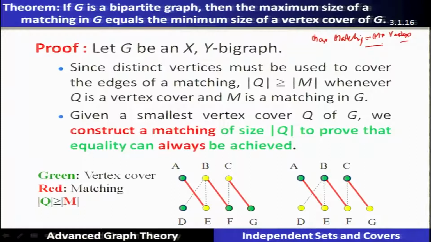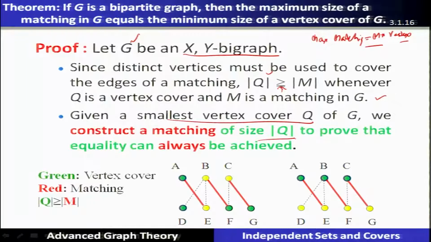To prove this theorem, let us assume G to be a bipartite graph having an XY bipartition. Now, since distinct vertices must be used to cover the edges of the matching, the size of the vertex cover, denoted by cardinality of Q, is always greater than or equal to the matching, where Q is the vertex cover and M is the matching. Now, given the smallest size of the vertex cover, that means if we reduce the size of the vertex cover, it becomes equal. We construct a matching of size Q to prove the equality can always be achieved.